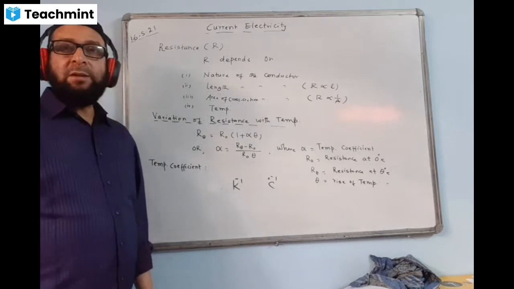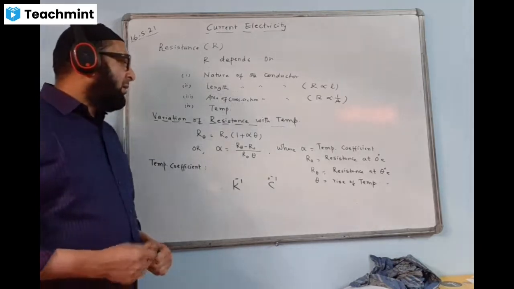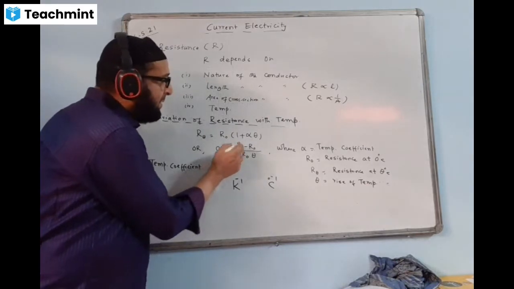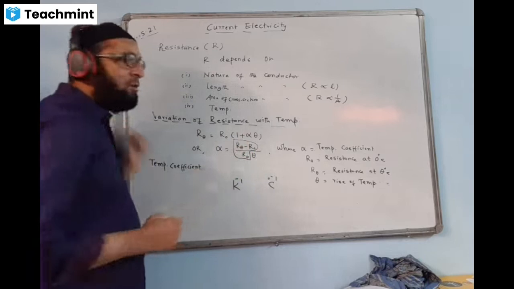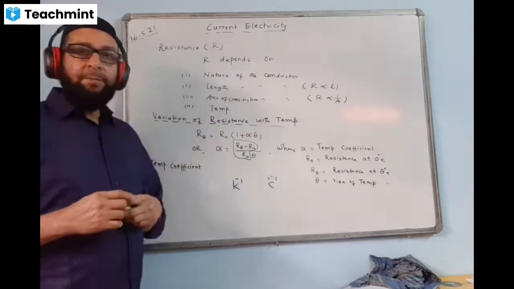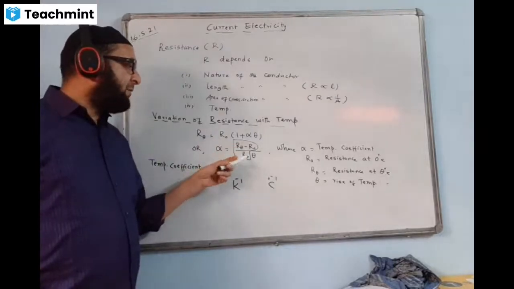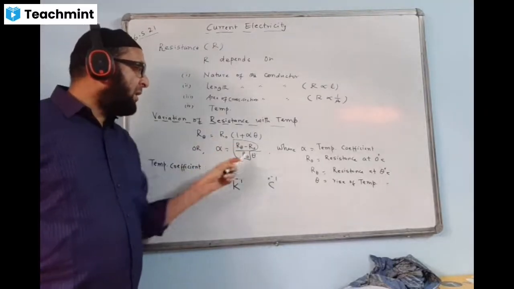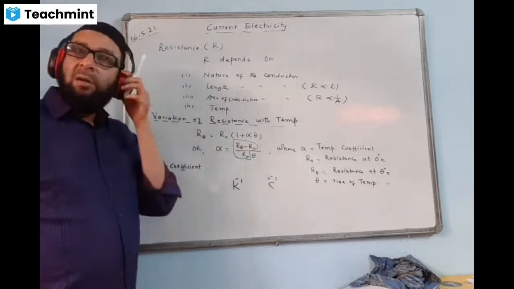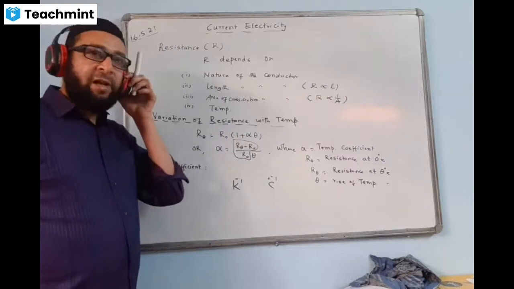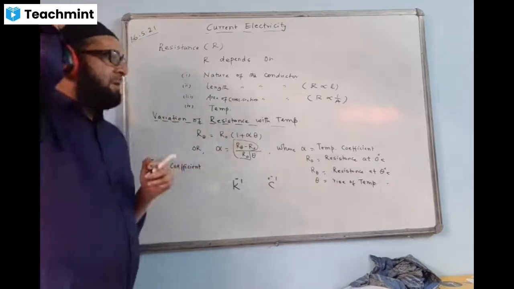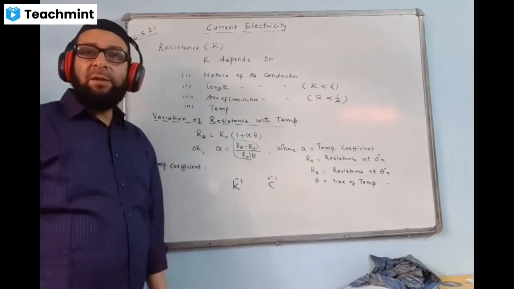Now try to understand the definition. This is the change of resistance per original resistance. That means this is a fraction. How do we calculate a fraction? Out of the total, suppose 50 out of 100. The original temperature resistance is R0, and how much is the change? It is the fraction of change of resistance per degree rise of temperature. So this is how we define temperature coefficient.